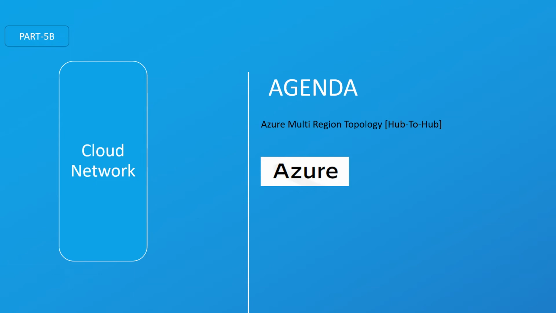Hello everyone, my name is Ajay and this is part 5B, an extension for part 5 where we have discussed spoke-to-spoke connectivity. This is going to be the extension of that, and you might have the situation where you want to connect multi-region topologies. So your traffic from one spoke to another spoke goes from hub to hub.